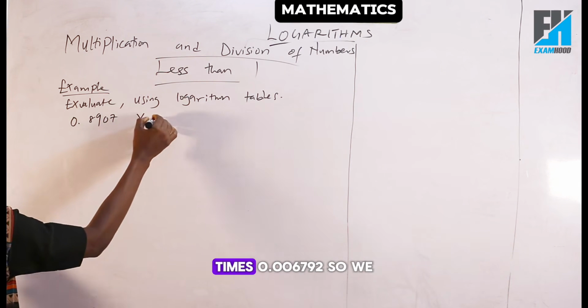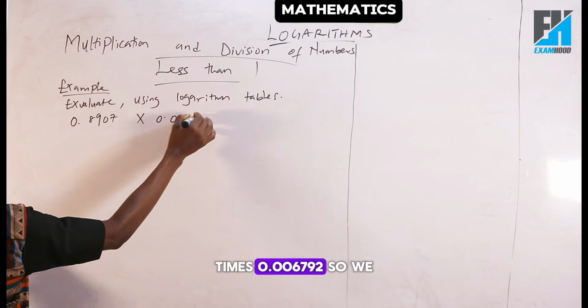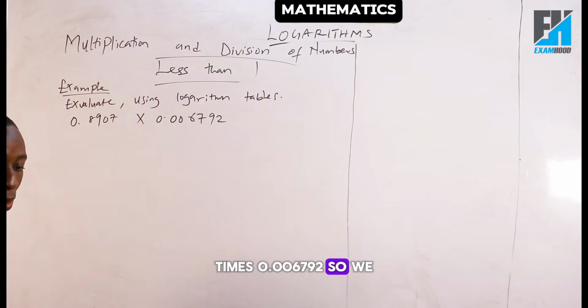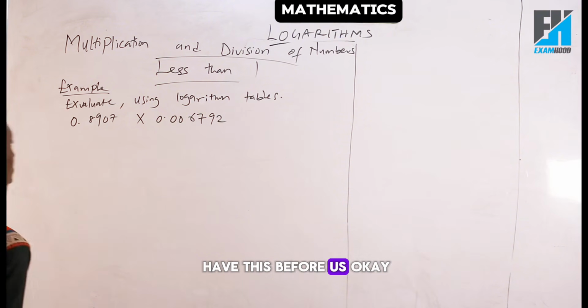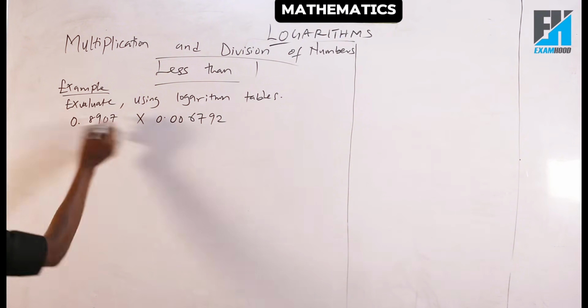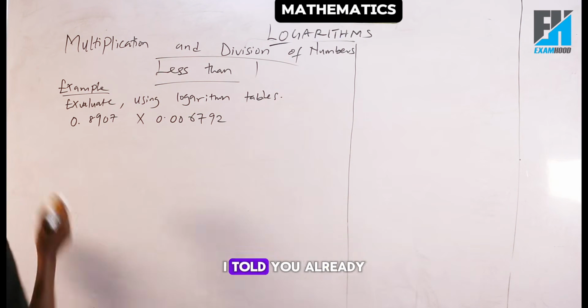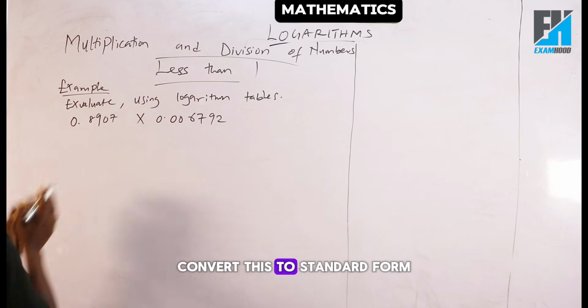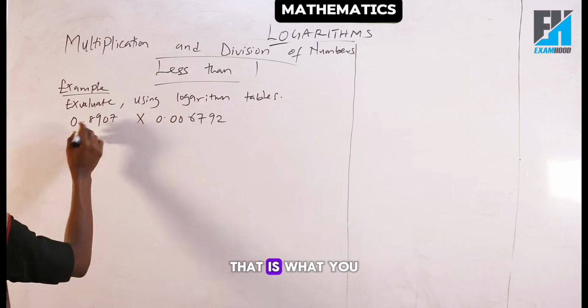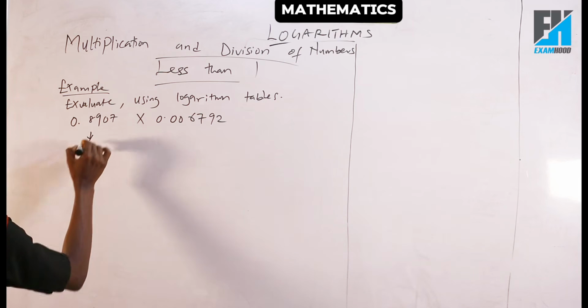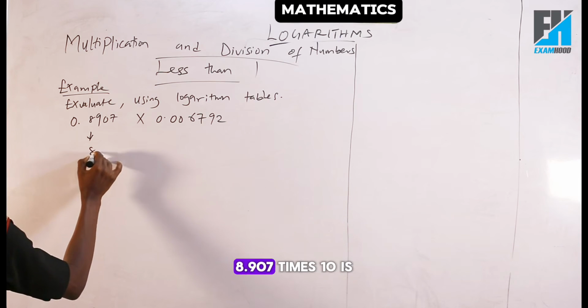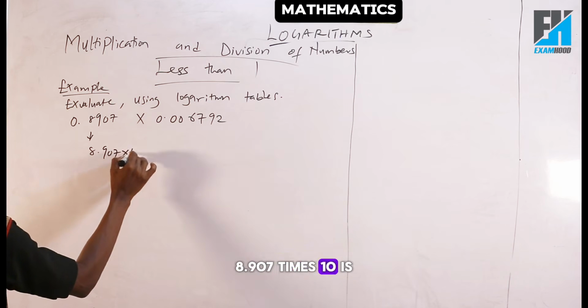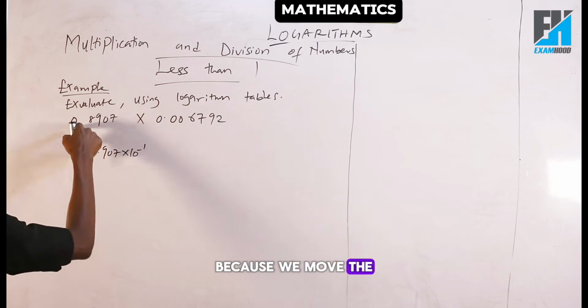0.8907 times 0.006792. So we have this before us. From what you have here, I told you already that you should just convert this to standard form. That is, what you have here becomes 8.907 times 10 raised to the power minus 1, because we moved the decimal point once.